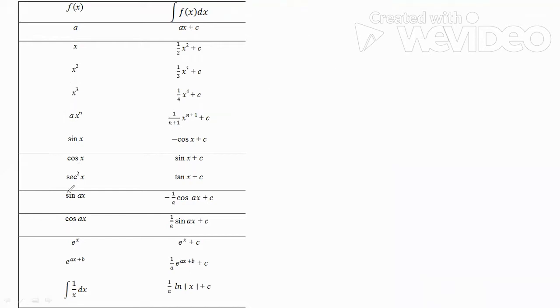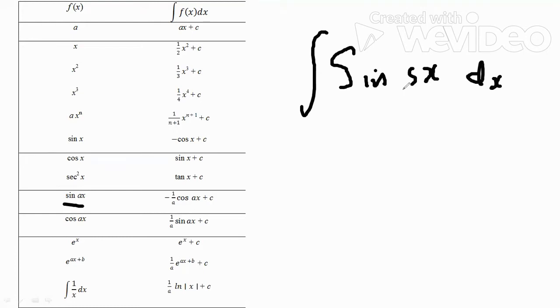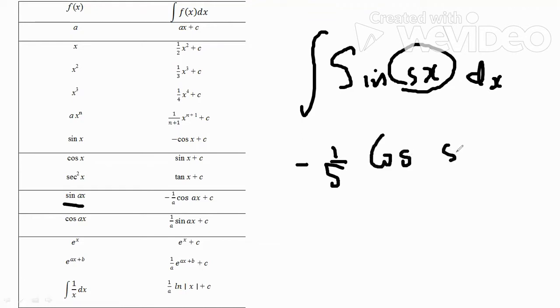What about when we have a number, for example sine 5x? What happens if you integrate that? We're going to differentiate the expression here, which gives 5, and then we reciprocate that 5 to give 1/5. I know when we integrate sine, we get negative, so it's negative 1/5 cos 5x plus c.